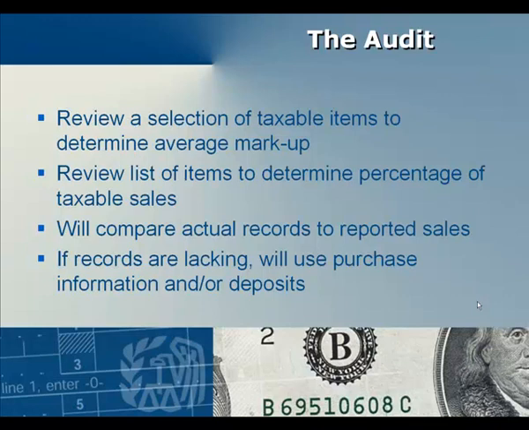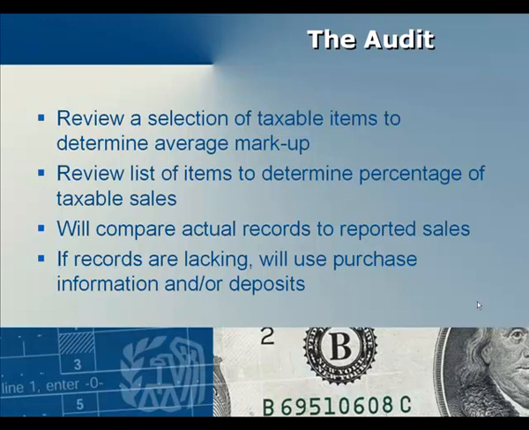All right, they're going to compare the actual records, as I mentioned earlier, to the reported sales, looking for an understatement there. If the business does not have records, and this frequently happens with small businesses, they just don't keep good records. If the records are lacking, there is a judicial precedent. There's a court case in Connecticut that states that the Department of Revenue Services can use any method that is reasonable if the taxpayer does not have records.